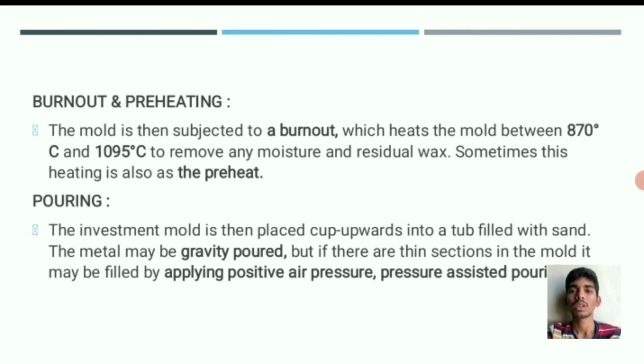Burnout or preheating. The mold is then subjected to a burnout, which heats the mold between 870 to 1095 degrees Celsius to remove any moisture and residual wax. Sometimes the heating is also known as preheating. Next, pouring. The investment mold is then placed upwards into a tube filled with sand. The metal may be gravity poured.